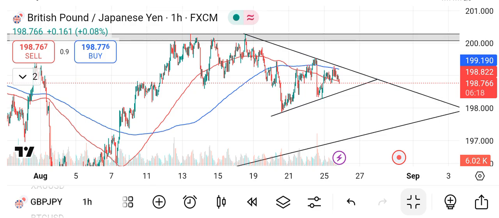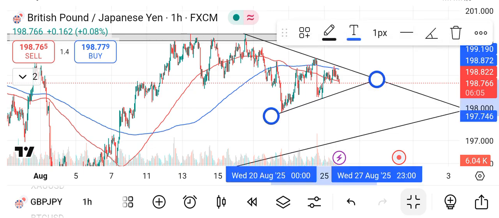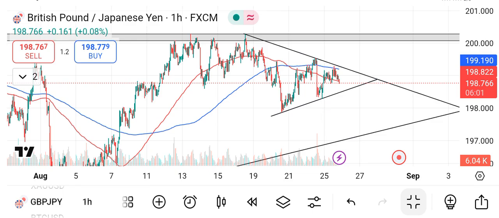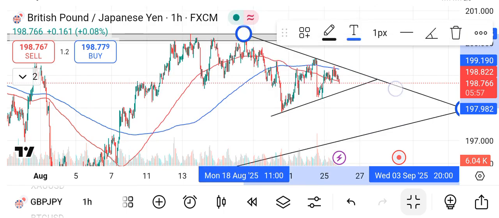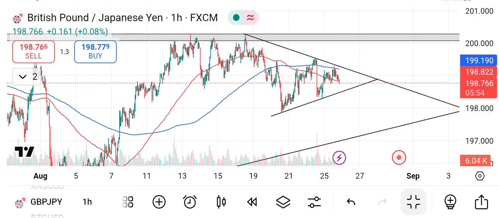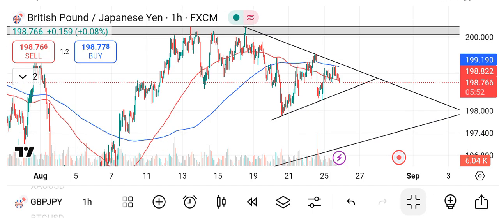Then this other trend line which we have here is the ascending support towards this descending trend line. This is a support here, price pushed up. This is another support here, and price pushed up towards this descending trend line.